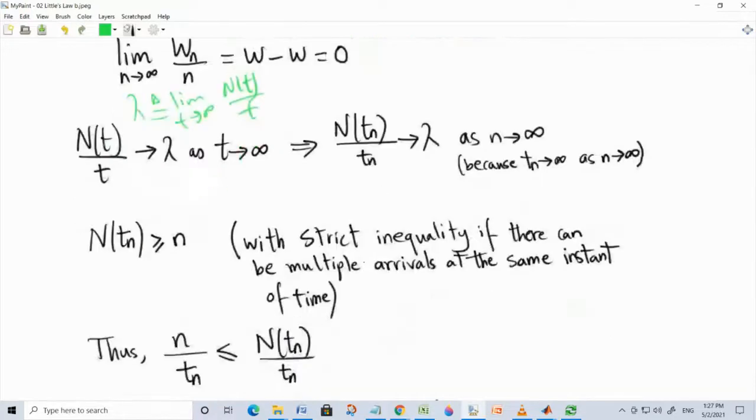Now we have this inequality on N(Tn), where Tn is the time of arrival of the nth customer. So if you measure at that time the number of customers in your system, what do you expect to see? So N(Tn) versus n. N(t) is a counting process. It counts the number of arrivals from 0 to t inclusive. So if there is an arrival at t, you will include it in your counting. Now, N(Tn) means that we measure the number of arrivals at the time instant at which customer n, the nth customer, arrives.